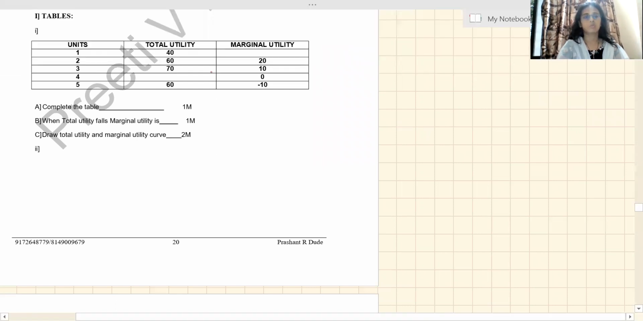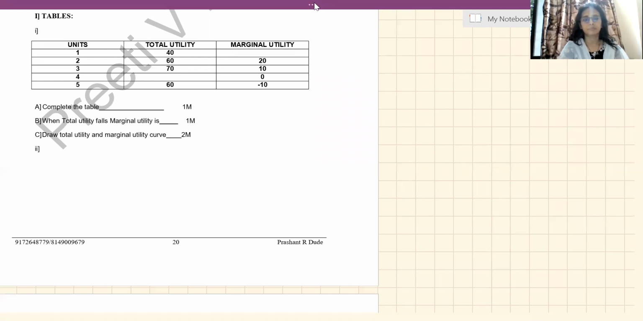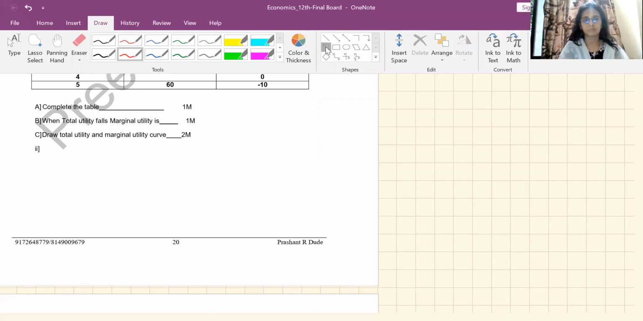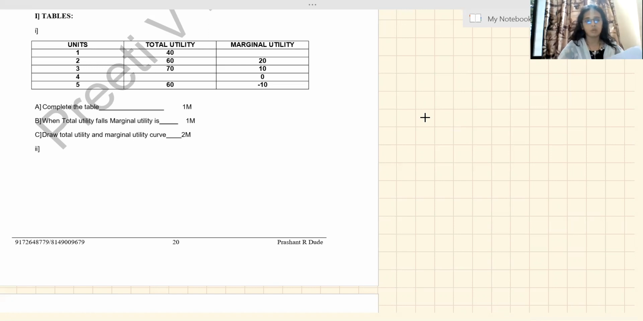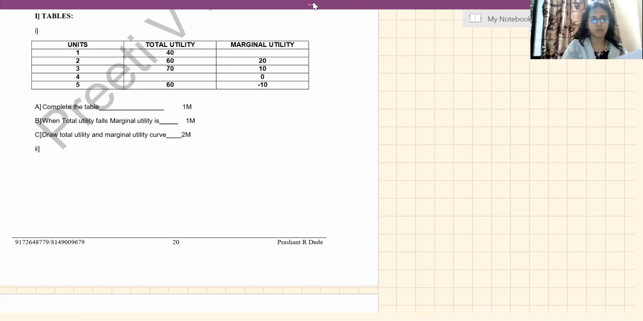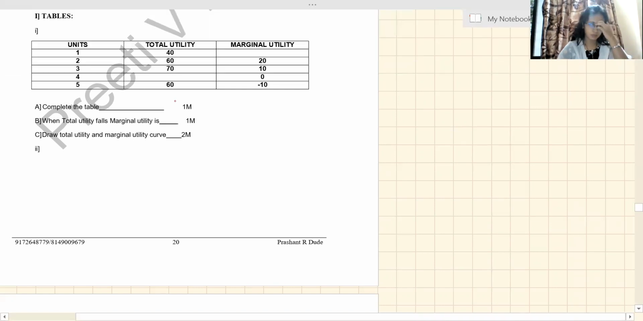Okay, so let's begin with that. See, in the first table they have provided us units, total utility, marginal utility. So first question A, complete the table. So there are fill in the blanks type of questions. Some data is missing in that table, we have to complete it.